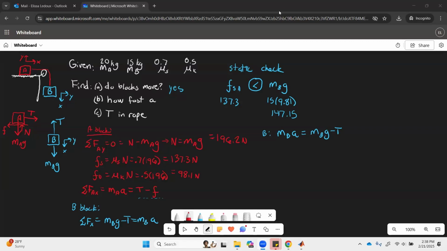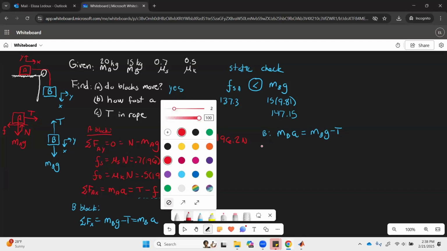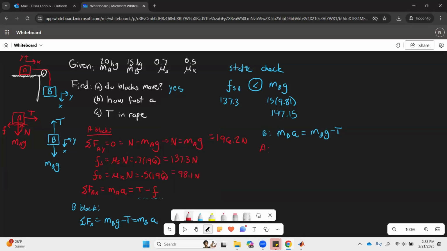All right, so now we're trying to figure out what is the acceleration of the blocks and the tension in the rope. So we've got the X equations for B. We just got those from our sum of the forces in X on B. So mass B times g minus tension equals mass B times a. And then from the equations for A in the X direction, we have mass A times acceleration equals tension minus friction. And this is going to be the dynamic friction because now we know the blocks are moving.